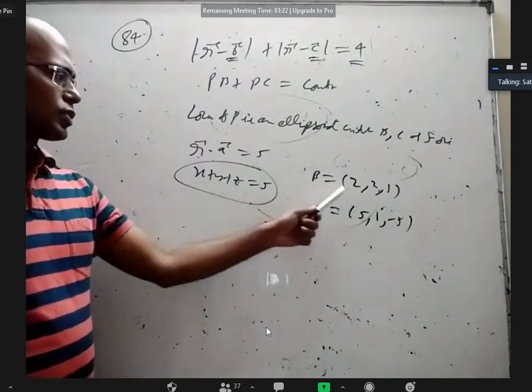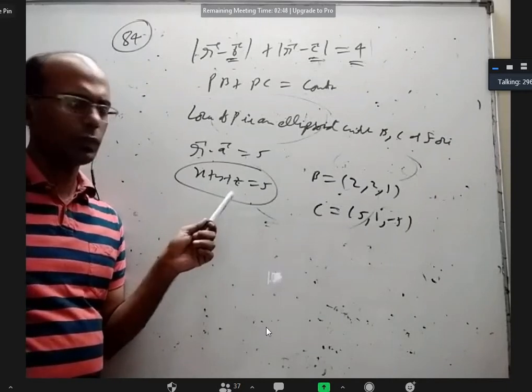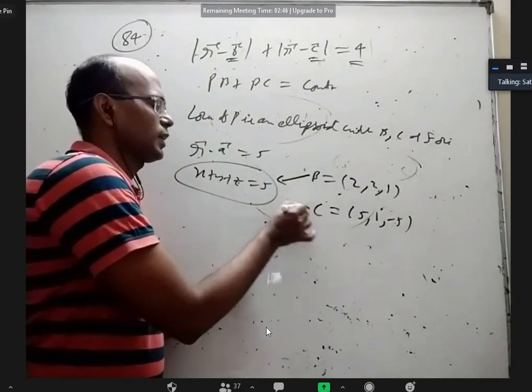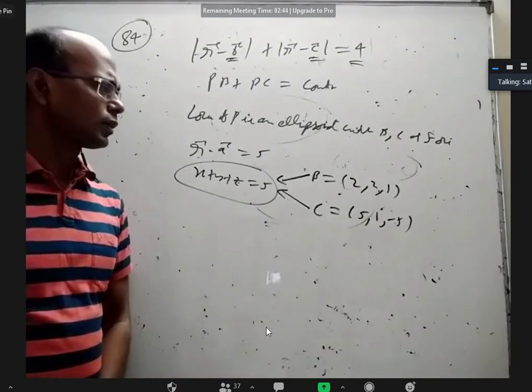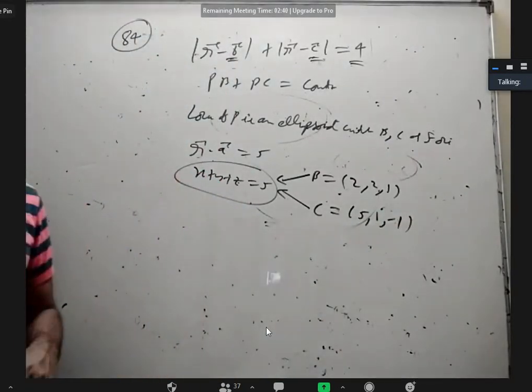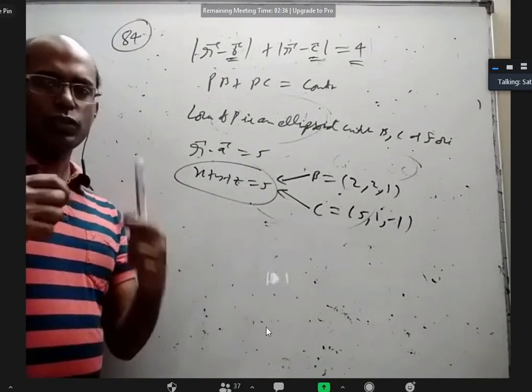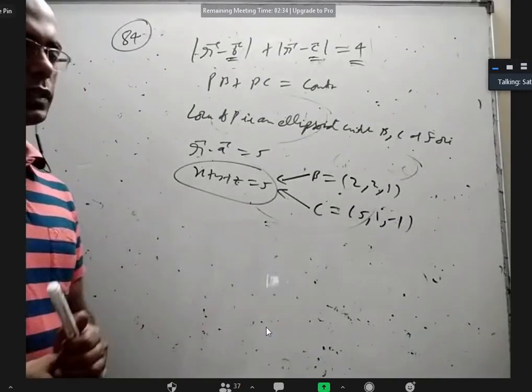You see 2, 2, 1. Is it satisfying this plane equation? Yes, sir. Okay. So B also lies on this plane, C also lies on this plane. Sir, C does satisfy, sir. It is 5, 1, minus 1. Yes. Okay. So the plane is passing through the two foci, so it is cutting an ellipse only, obviously.